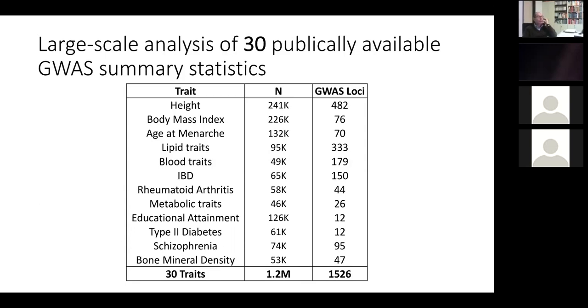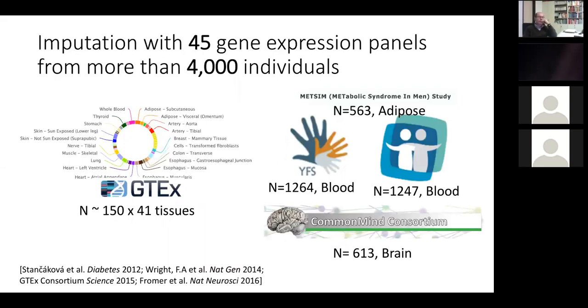So we compiled a compendium of data that covered more than 1 million individuals in total with 2.3 million phenotypic measurements. Overall, these GWASs had about 1,500 significant loci. So that's one element of the equation.